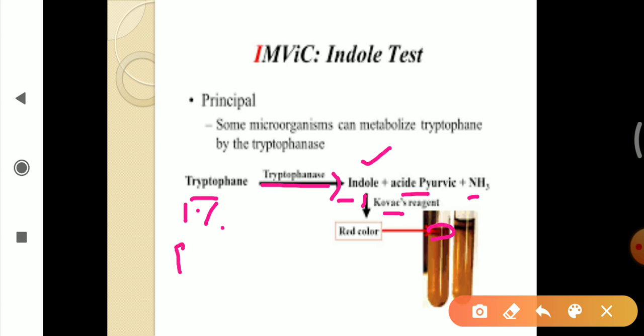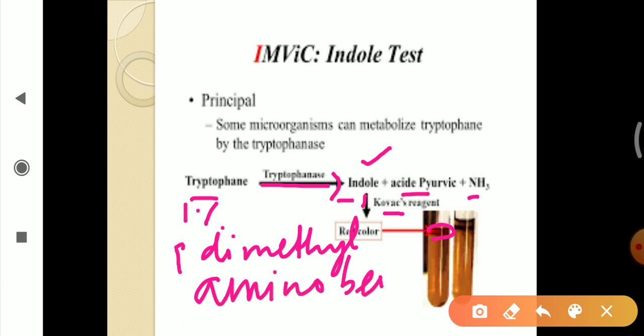para-dimethylaminobenzaldehyde. The full form of the Ehrlich reagent is para-dimethylaminobenzaldehyde. So the indole that has been produced reacts with para-dimethylaminobenzaldehyde and forms the pink ring at the top of the broth.